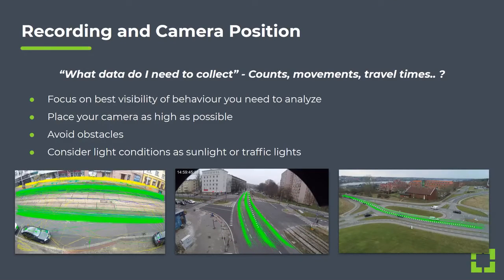Before you install your cameras and before you start your survey, just ask yourself the question: what data do you need to gather? Because if you need the counts, you need to see every vehicle, so avoid the overlapping. If you need the movements, you need to have the camera positioned in a way that you can see all the turnings, and you can separate the flows. If you need the travel times as well, you need the longer distances to see it from a bit higher distance. So I would definitely recommend to place the camera higher.